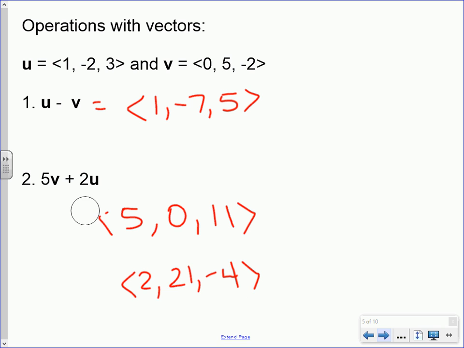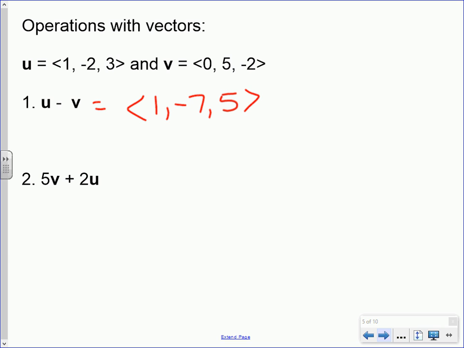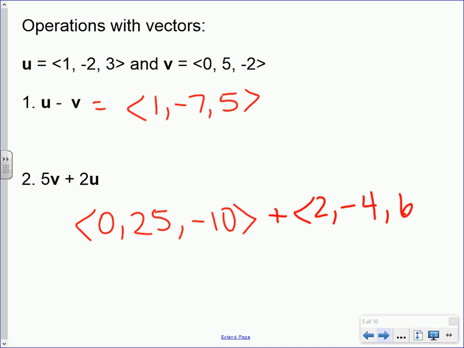Okay, so let's all do this together. We have 2 different answers here. So 5v would be 0, 25, -10, and 2u would be 2, -4, 6. How many of you did 5u plus 2v? That would be that first answer, right? We should have 2, 21, -4. Details are important.